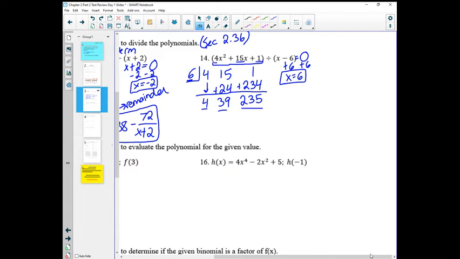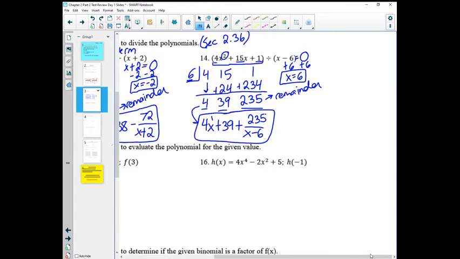These are the coefficients of the new polynomial. And the degree just drops down by 1. So instead of x squared, this is x to the first plus 39, plus this last term is the remainder, 235 over x minus 6. So that's a little bit of review for you over dividing polynomials using synthetic division. Synthetic division and polynomial long division, they are different processes, but they get you the same answer. They're just two different ways to divide polynomials.